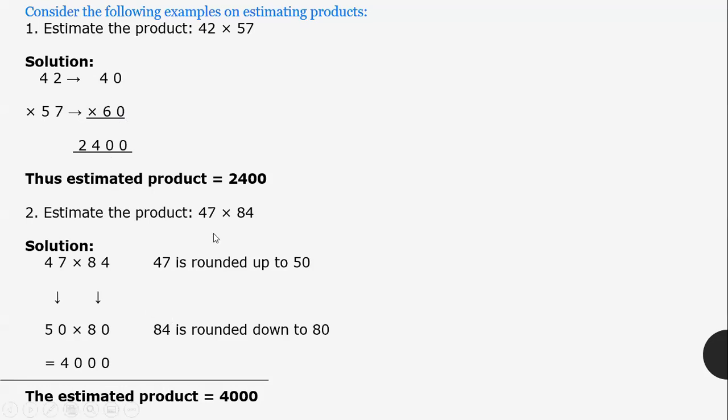The next example, you have to estimate the product 47 into 84. 47 can be rounded off to 50 and 84 can be rounded off to 80. So 5 8s are 40, we get 4,000 as an estimated product.